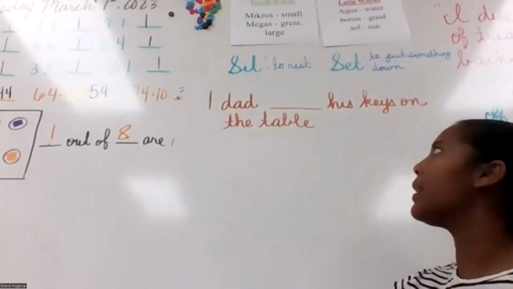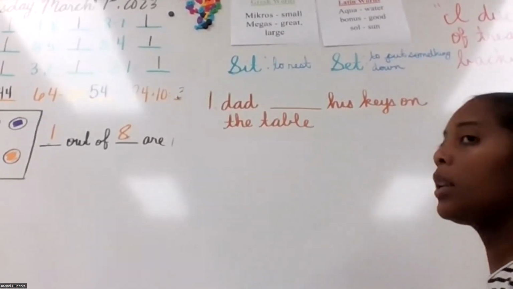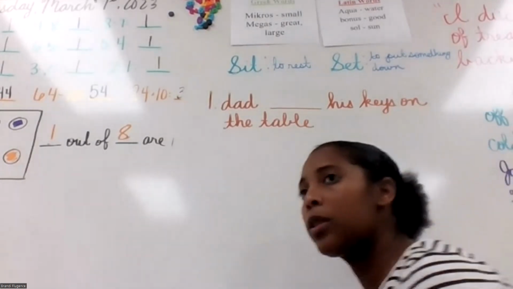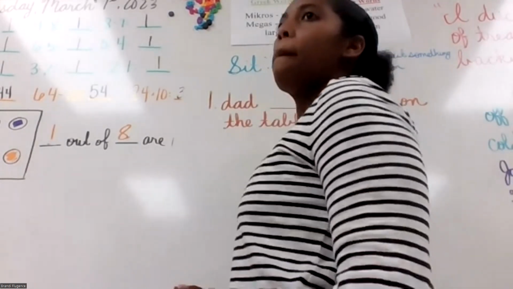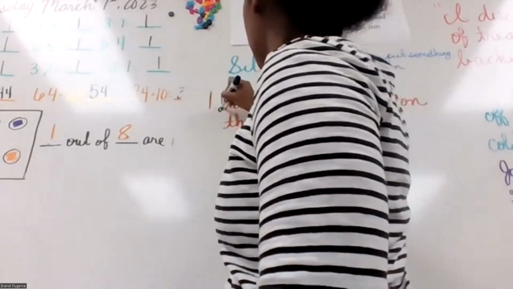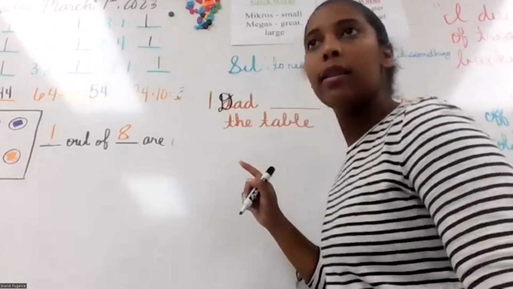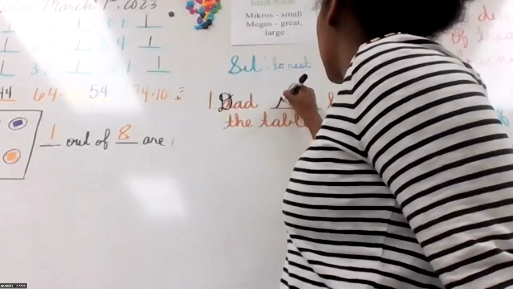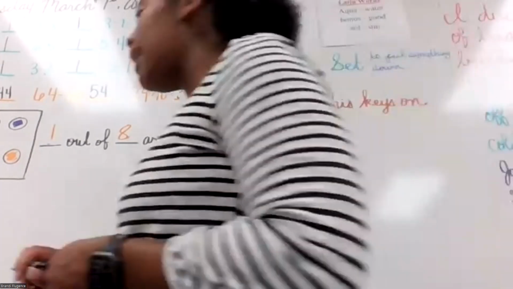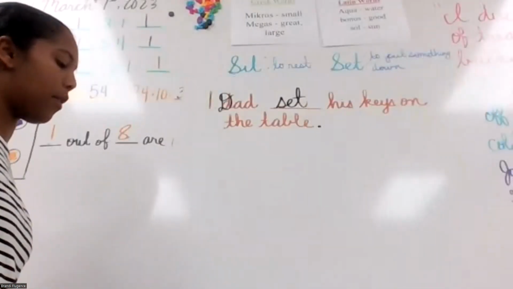So let's go ahead and go over it. Dad sit or set his keys on the table. Okay, Cairo, how do we write the sentence correctly first? We start with the what? So make sure, guys, when you wrote it, you capitalize your D. And so what would I put, sit or set? Set. And then how do I finish it? Good. Dad sets his keys on the table.